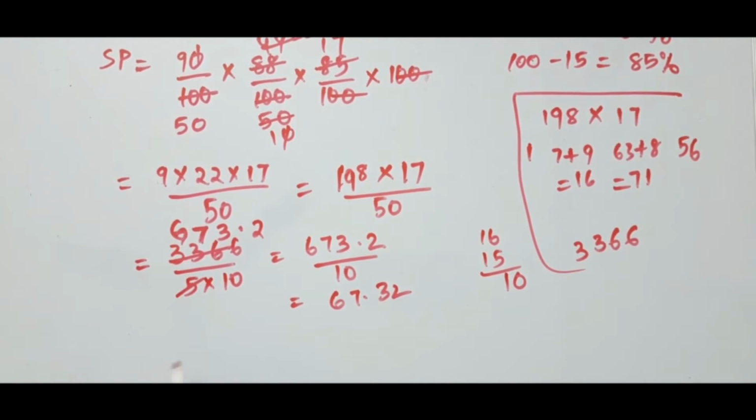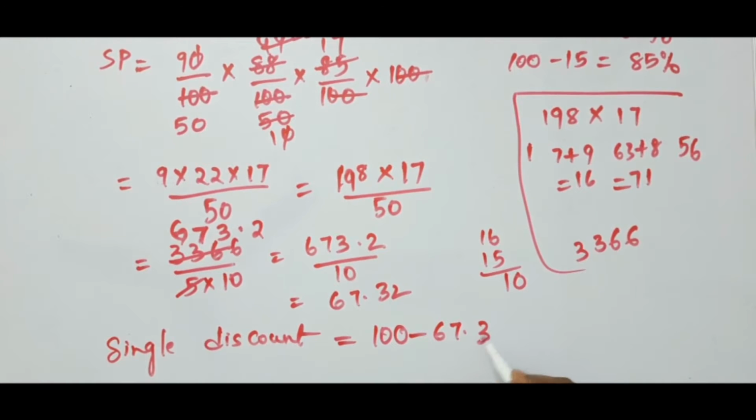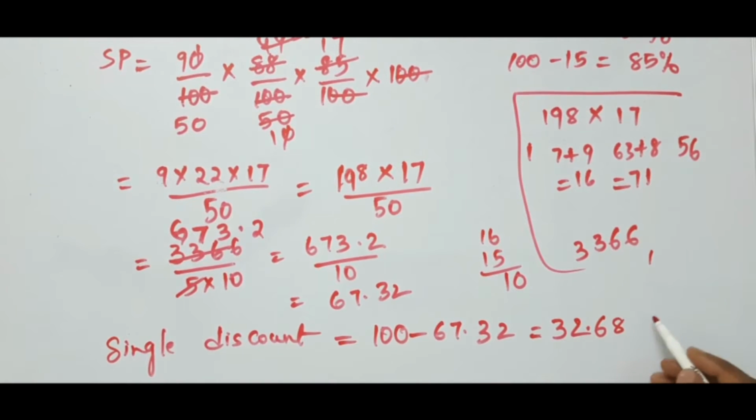What we need is the single discount. If they ask for single discount, simply subtract this from the market price. That is 100 minus 67.32. You will get 10 minus 2 is nothing but 8. 9 minus 3 is nothing but 6. And again you will be left with 9. So 9 minus 7 is 2. And 9 minus 6 is nothing but 3. So we got 32.68 percentage.